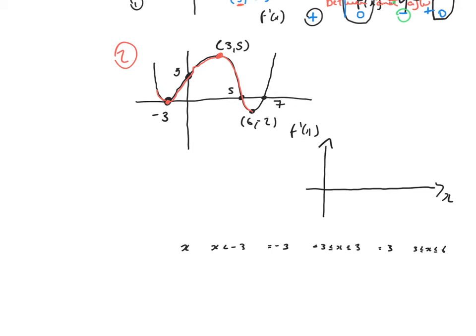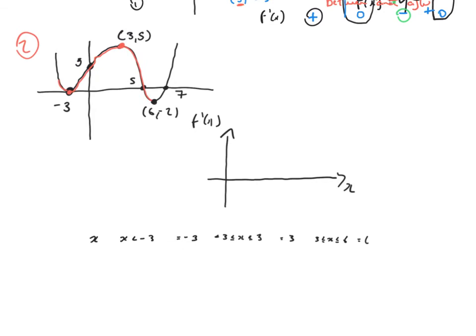And then I'm going to look at 6. And then finally I'm going to look after 6. Okay, so the gradient. Before -3, the gradient's going down. You can see it's going down, the gradient's negative. At -3, the gradient is 0.